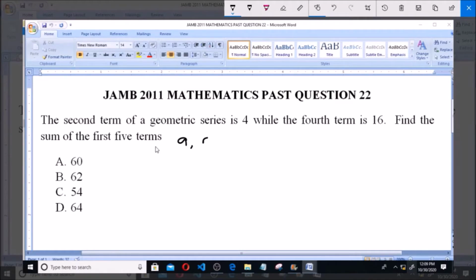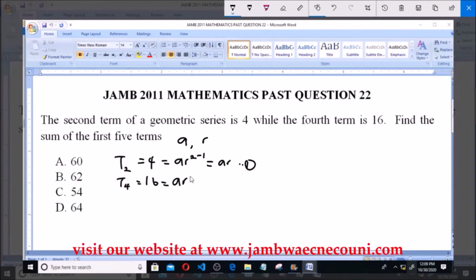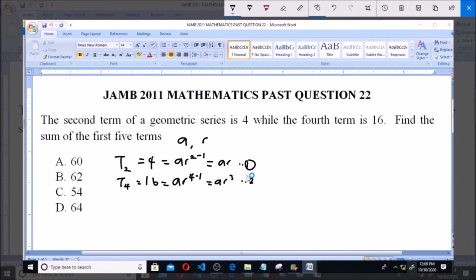And it is not given to us, but we are given that T2, which is the second term, is equal to 4. That means 4 is equal to AR raised to the power of what? 2 minus 1. And this is equal to AR. Let's call this equation 1. Then you say T4 is 16, which is equal to AR raised to the power of what? 4 minus 1. And that is AR raised to the power of 3. Let's call this equation 2.